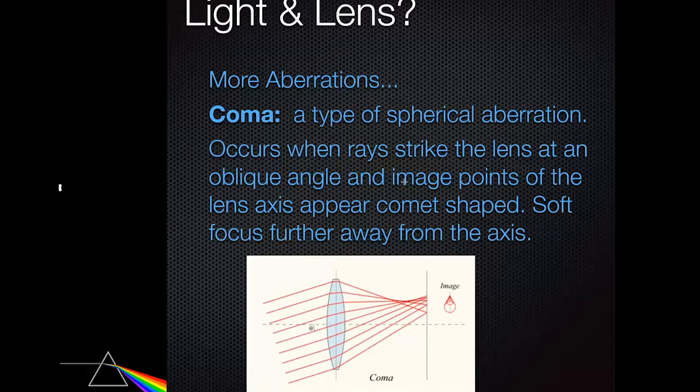So another aberration is something called coma. And coma is a type of spherical aberration.